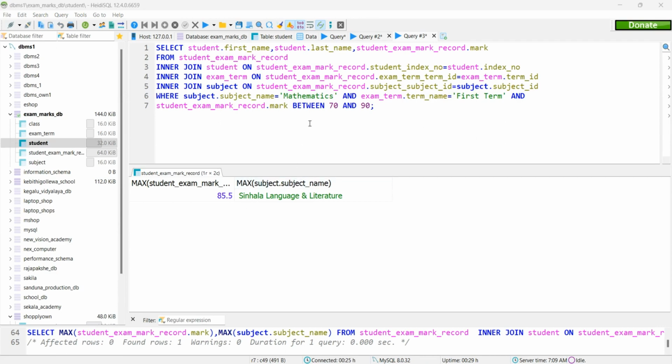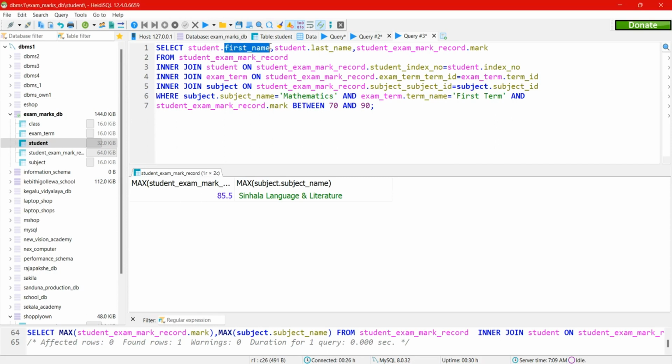So guys, this is the query for the third question. If you see the query, according to the question we need to find out the name and the mark of the student. So that's why we need to find the first name and the last name from the student table, and after that the mark from the student exam mark record table. After that we have joined several tables with the student exam mark record table.